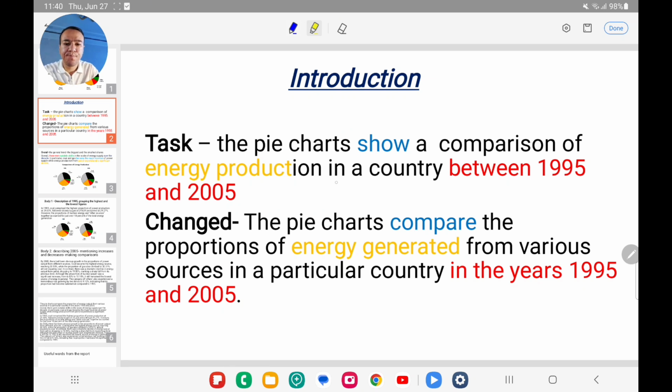If you pay attention, I highlighted the words which I changed: show, compare, energy production, energy generated, and between 1995 and 2005, in the years 1995 and 2005.